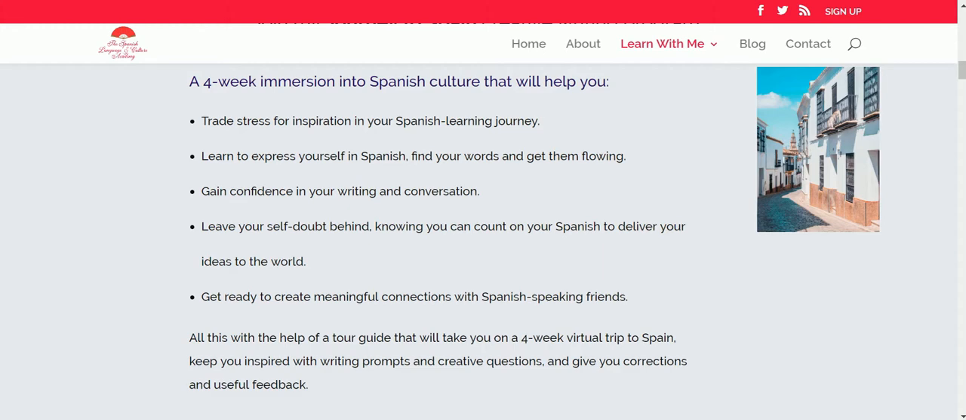Gain confidence in your writing and conversation. This needs to go second. The self-doubt going third. This fourth. So actually, this first line should go at the end, or maybe not be mentioned at all, because I don't think they think, "Oh, I would like to trade stress for inspiration and have a Spanish learning journey." Those are not the words they use to think about their problems, unlike the other benefits. So I would completely remove the sentence.